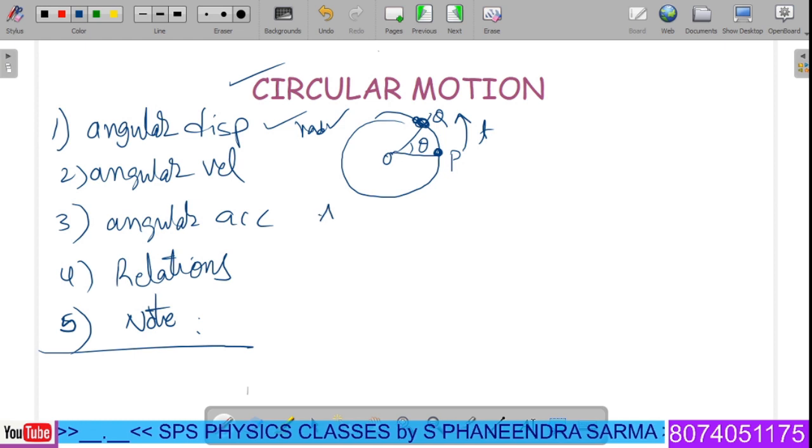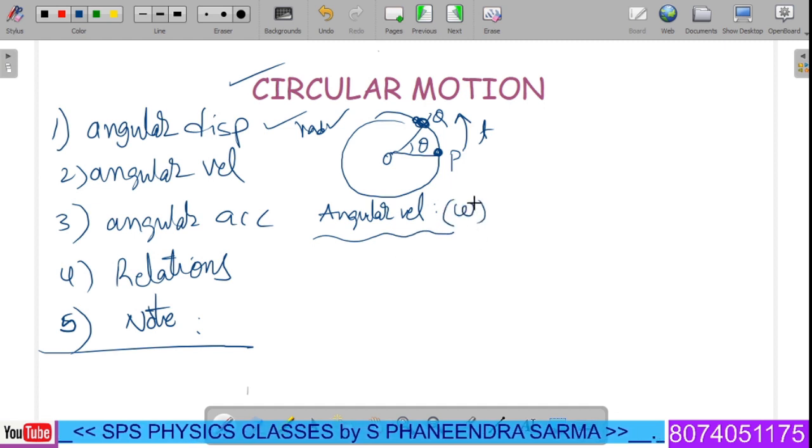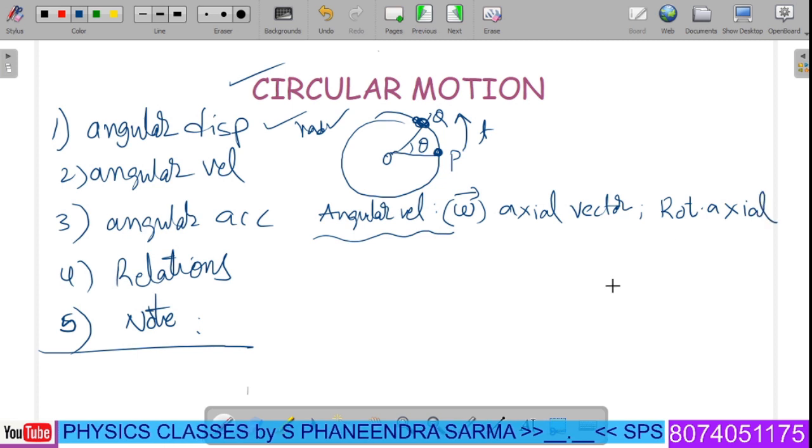Second one is angular velocity. Angular velocity is represented by the symbol omega. This is a best example for an axial vector. It always acts along the direction of a rotational axis. It may be real or virtual. Depending on the rotational axis only, omega bar will be present.